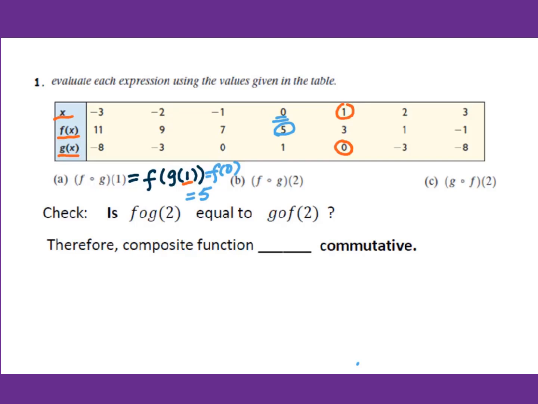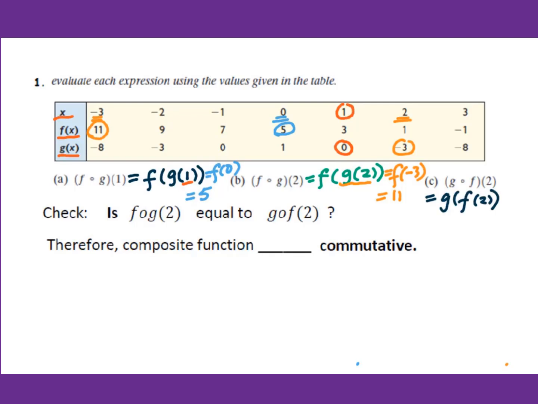Now let's go to B. f of g of 2. For g of 2, find the 2 first. Then the g function is negative 3. Therefore, we get f of negative 3. Then we go to negative 3, the f function, that is 11. So we got 11.